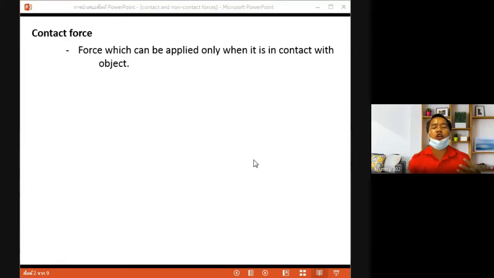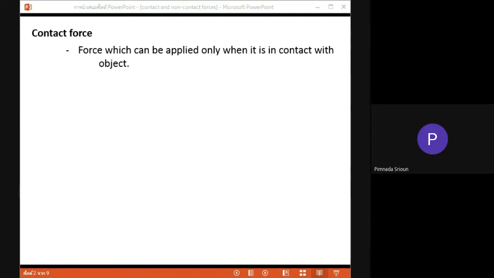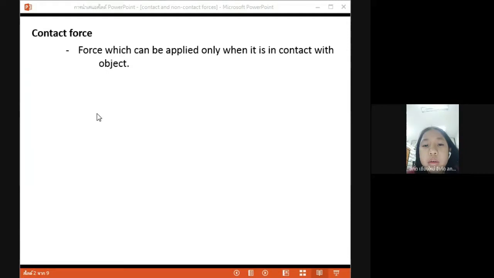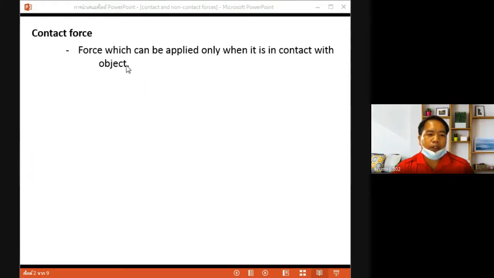So if we see contact force, the two things must be in contact. Understand? Okay, very good. Those who can, I know some of you cannot understand, so I will show you a picture to understand more.